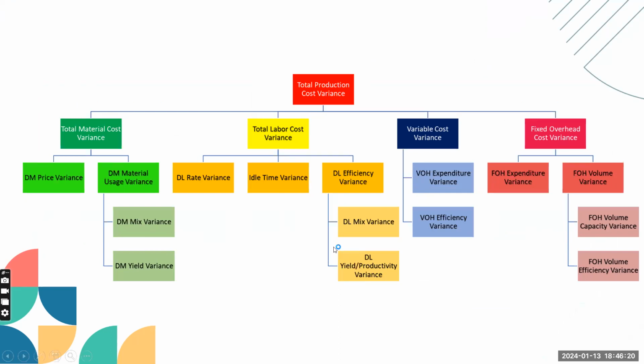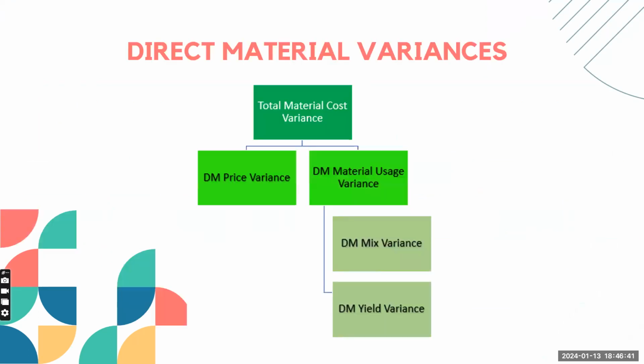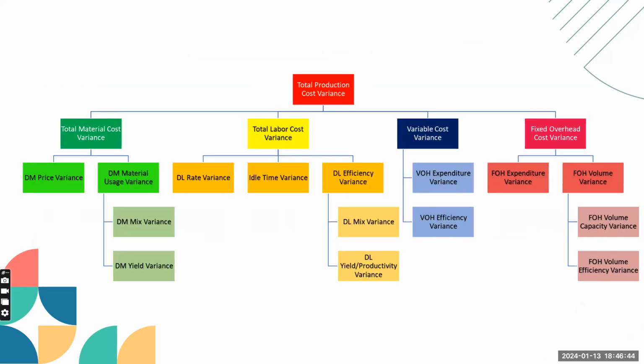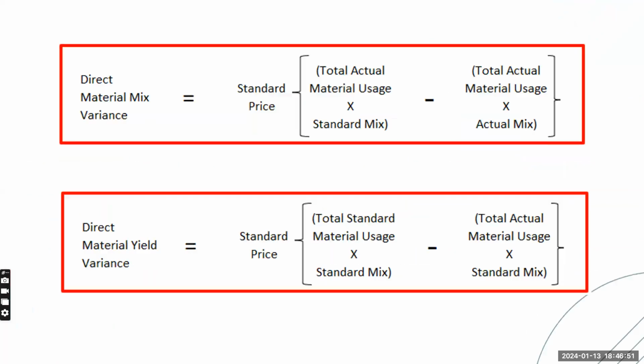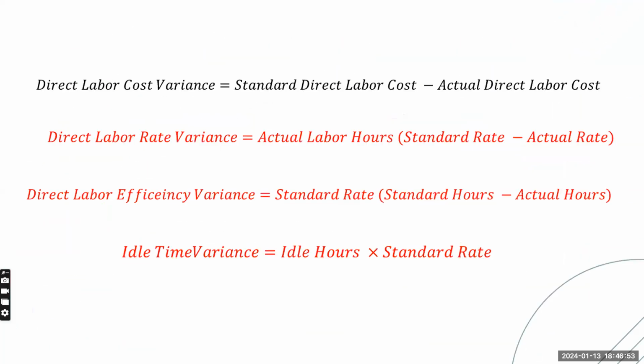Which means if you add up the mix variance and the yield variance together, it should add up to the material usage variance. And then material usage variance plus the price variance should be equal to your material cost variance. The same way you can use this flow chart and find out whether your answer is correct or wrong. It is a way of cross-checking your answer. So we have discussed all these variances so far. Cost variances done. Next, we are moving on to the sales variances.